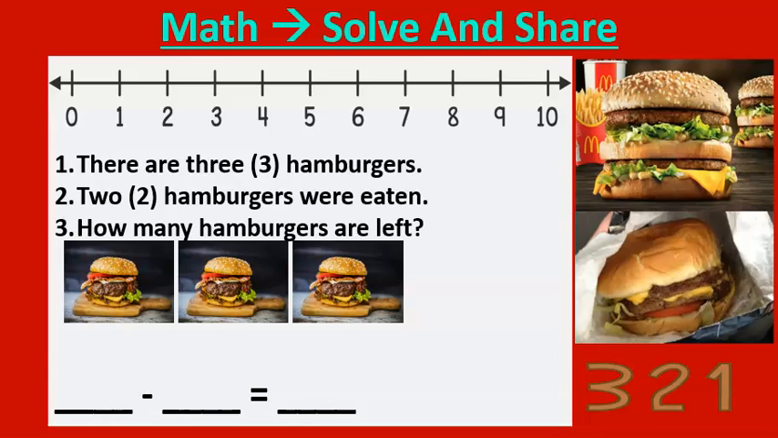Now let's look at another example here, okay? Now, this is called a number line again. Say number line. Now, we have our paragraph right here that Mr. Begay broke up for you in 2 sentences, okay? And we have our subtraction equation down here. Now, number 1, let's read it together. There are 3 hamburgers. Let's read it again. There are 3 hamburgers. Boys and girls, how many hamburgers are there?